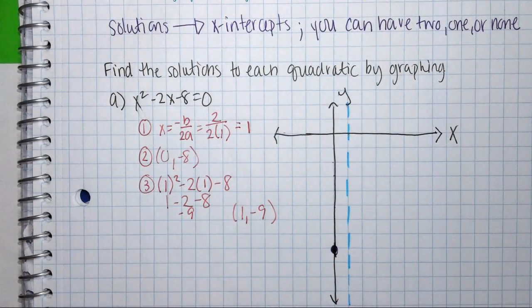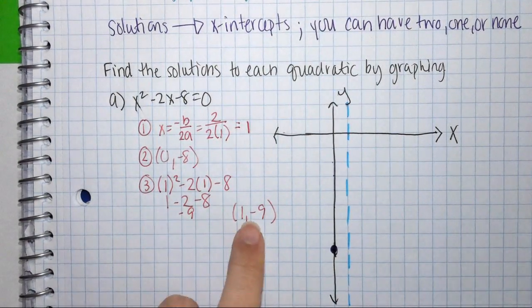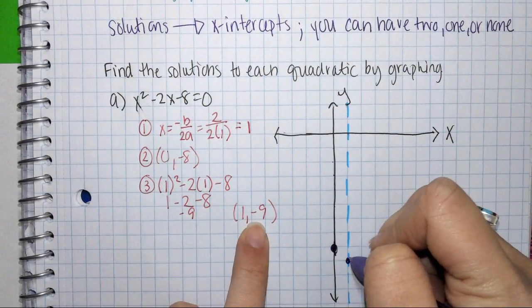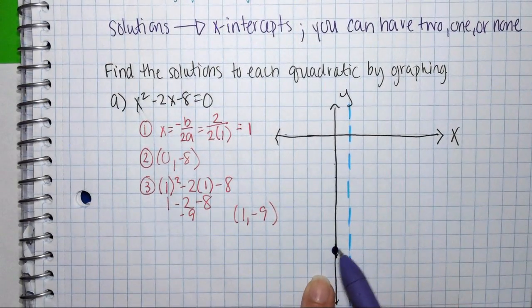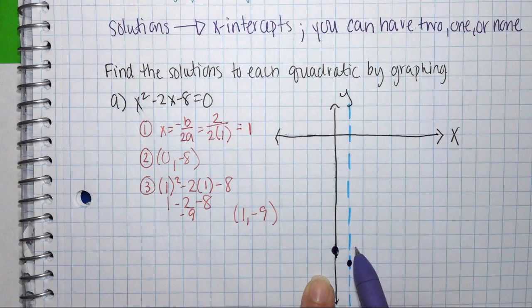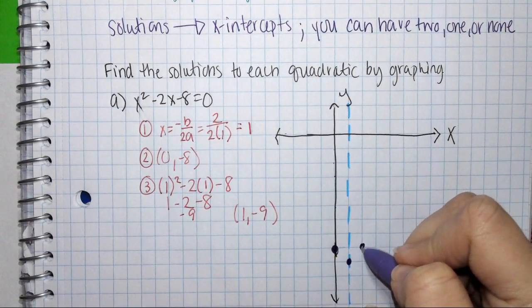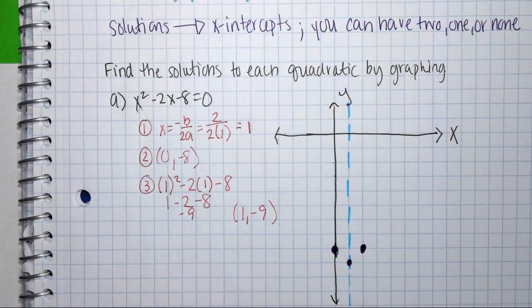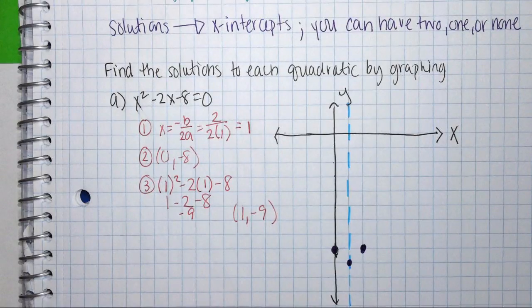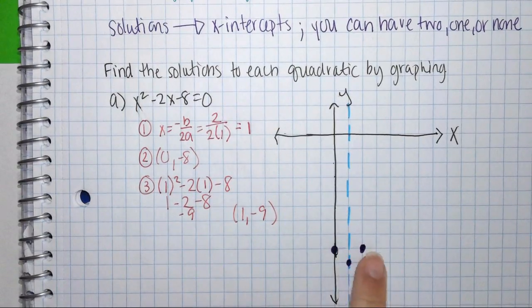Alright, now what's the last thing that I need to plot? (1, negative 9). And then if this is 1 unit away right here, how many is it going to be away right here? Now, do I reflect across the axis of symmetry or the y-axis? Axis of symmetry. Always.